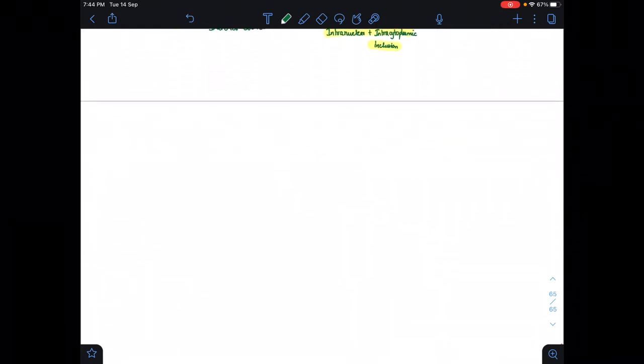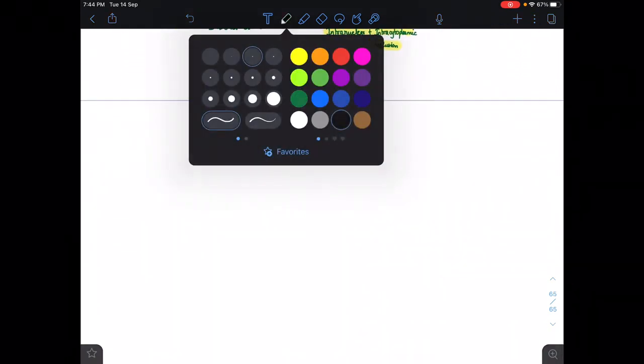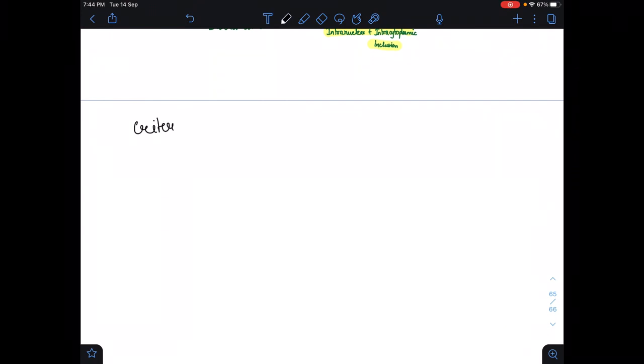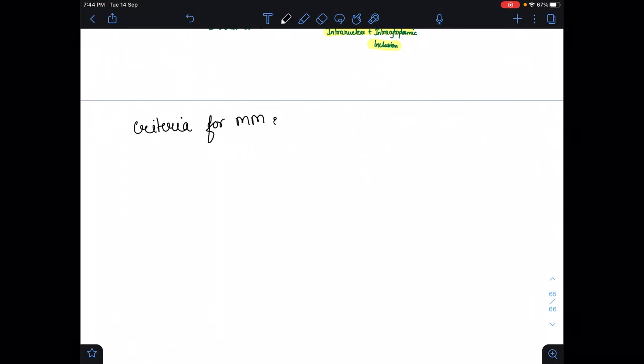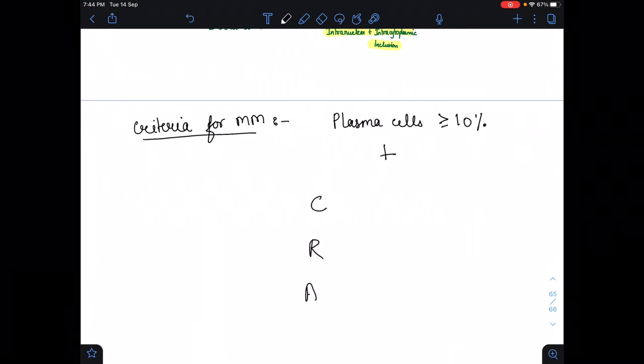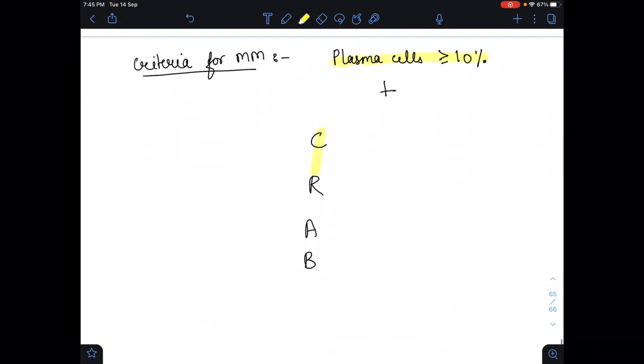Now what is the criteria for diagnosis of multiple myeloma? How can we diagnose it? For the criteria of multiple myeloma, we have plasma cells greater than or equal to 10%, plus we also have to remember CRAB. Please remember it: CRAB is also found in the criteria for multiple myeloma.